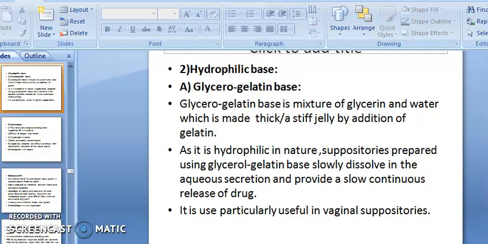As it is hydrophilic in nature, suppositories prepared using glycerogelatin base slowly dissolve in the aqueous secretion and provide slow, continuous release of the drug because of its aqueous solubility. This leads to slow release of the medicament at the cavity. It is particularly useful in vaginal suppositories. Glycerogelatin bases are used to manufacture vaginal suppositories.